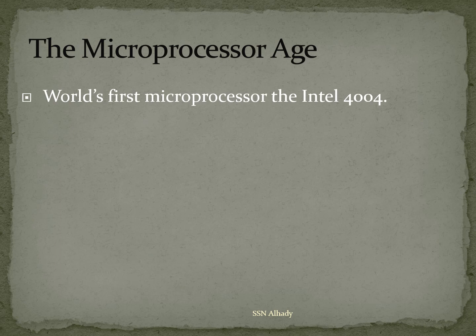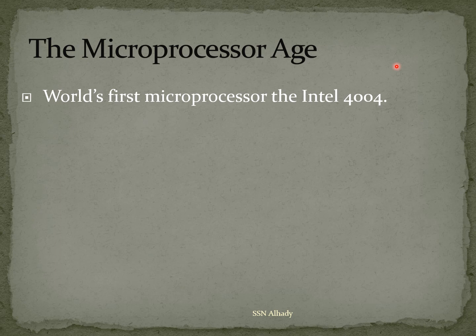Okay, the world's first microprocessor is actually the Intel 4004. It was introduced by Intel. It is a 4-bit processor. When we talk about a 4-bit processor, 8-bit processor, 16-bit processor, 32-bit, these numbers actually represent the data line.